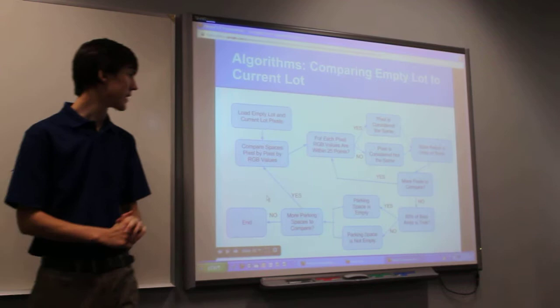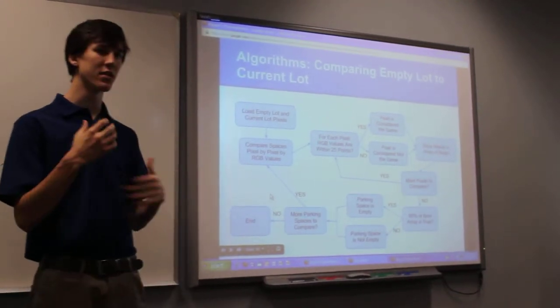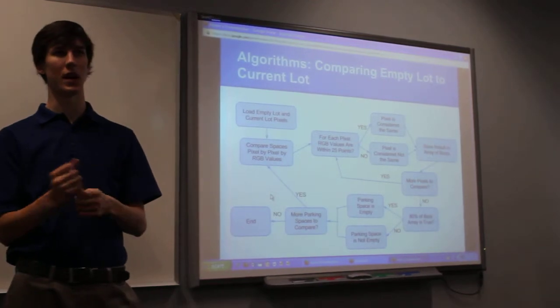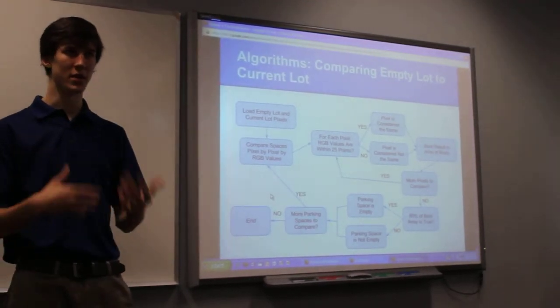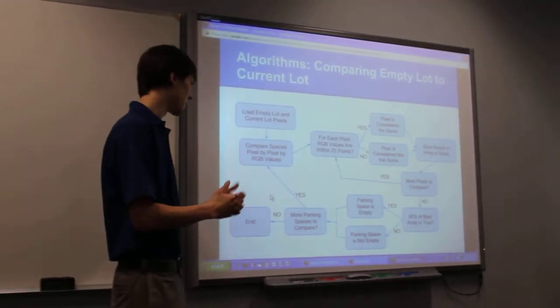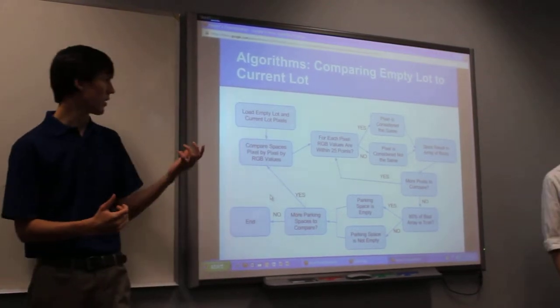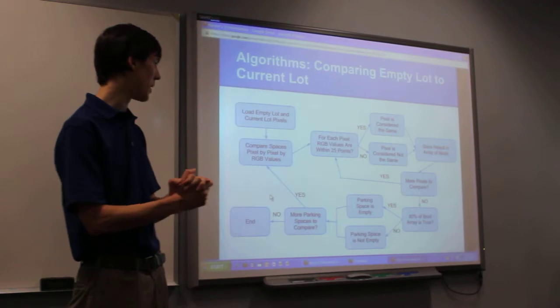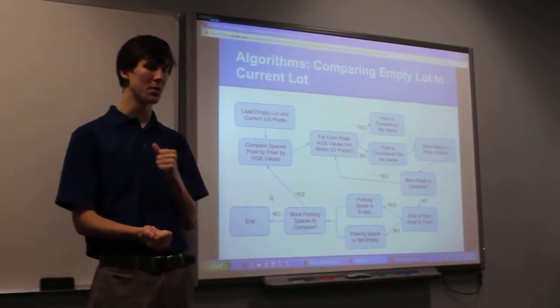The next algorithm essentially just details the comparison process between empty lots and the images we keep taking in. So we start by loading the empty lot image. Then we compare the spaces pixel by pixel by their RGB values.